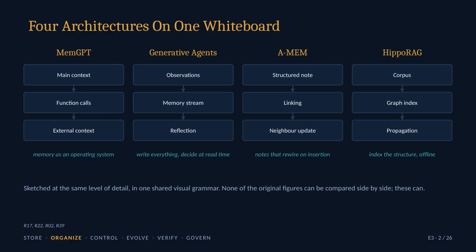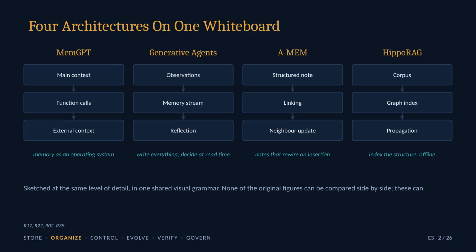Here are the 4, drawn at the same level of detail and in one shared visual grammar. That last point is doing real work. Each of these systems is normally met through its own paper's diagram, and those 4 diagrams share no conventions at all: different boxes, different arrows, different words for the same thing. Redrawing them in one grammar is most of what makes this episode possible, because it lets you put them side by side and see that they disagree.